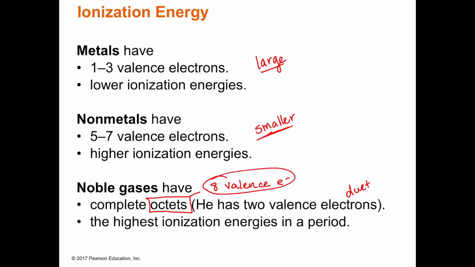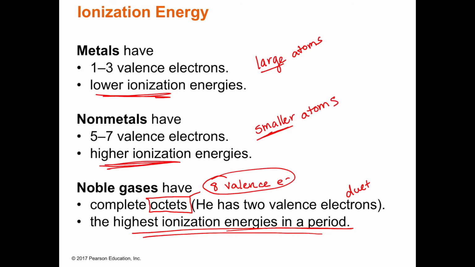And since the goal in bonding is to always get to 8 valence electrons, and noble gases already have 8, they have extremely high ionization energies. They're not trying to lose any, right? They don't want to lose any valence electrons because, like I said, the goal of bonding is to get to 8. So metals are very large atoms, so they have very low ionization energies. Non-metals are smaller atoms, so they have higher ionization energies. And noble gases are the smallest atoms, and they already have 8 valence electrons, so they have extremely high ionization energies.